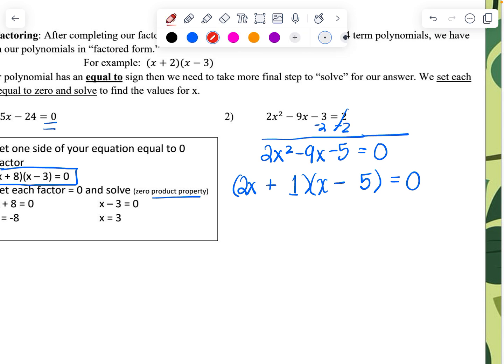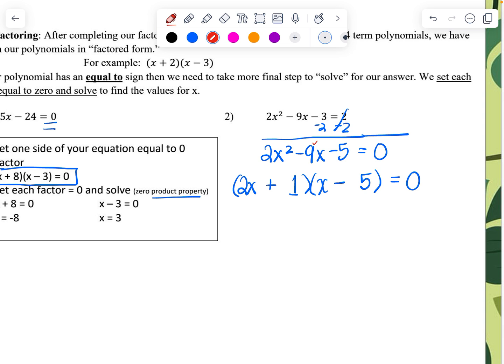And I'm going to do a real quick check. If I have 2x minus 5, I get negative 10x. If I have 1 times x, I get 1x. And if I add those together, I get negative 9x, which matches what I have in the middle here. So I know I am good to go. So definitely check when you're using guess and check. Otherwise, you're not going to solve correctly.